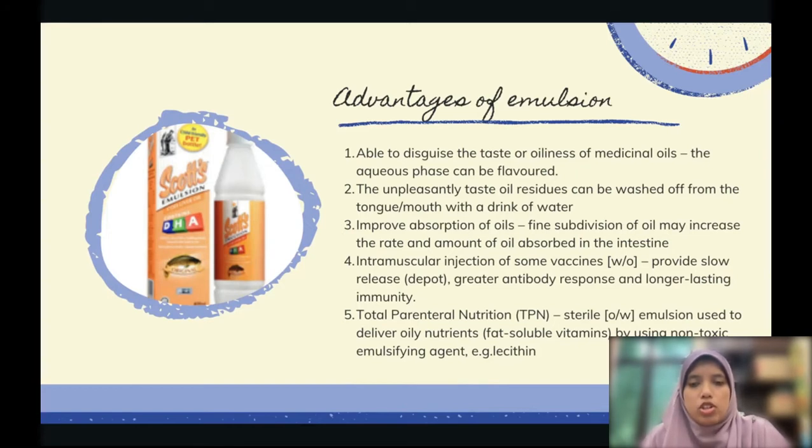So this total parenteral nutrition, or TPN, is a sterile oil in water emulsion used to deliver oily nutrients such as vitamins by using non-toxic emulsifying agents such as lecithin. TPN is a product that is given in the hospital for patients who can't tolerate food by mouth. So as an example, patients who have a major surgery involving their gastrointestinal tract, in this group of patients, the doctors wouldn't give anything through the mouth to help to improve the rate of recovery following the operation.